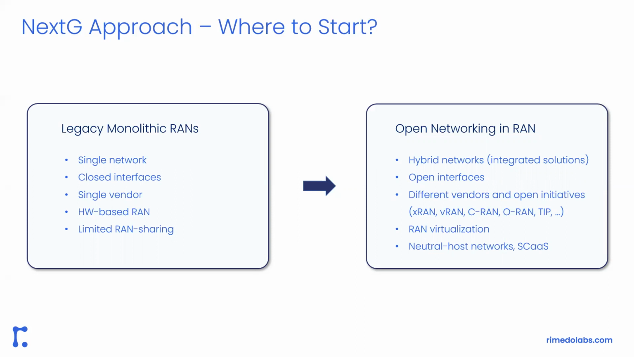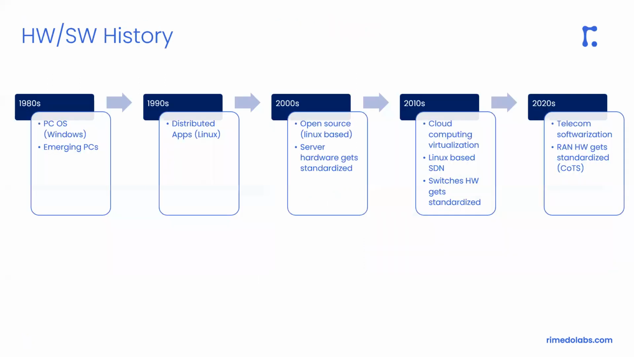And RAN virtualization is one of the important aspects here, where we put the base station or the RAN functionality in virtualized containers, and then enable software-based networking also in the RAN domain, splitting the functionality and having more players in the ecosystem. So why is it happening right now?